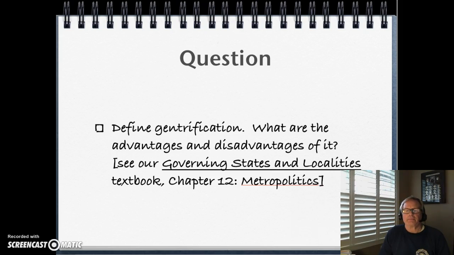So again, make your responses thorough and comprehensive. Show me what you're talking about, right? Don't give me the Reader's Digest version if you can. Give me something more definitive in your responses. Go into a little bit more detail so you can ace this final. All right. So again, take a look at this again if you need to.